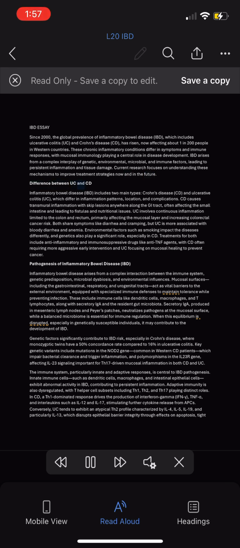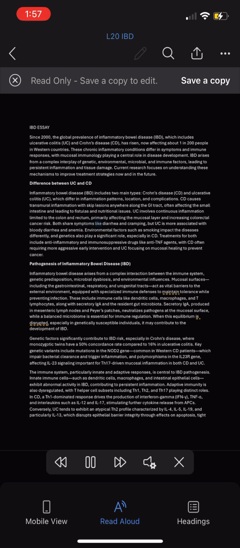Difference between UC and CD. Inflammatory bowel disease, IBD, includes two main types, Crohn's disease, CD, and ulcerative colitis, UC, which differ in inflammation patterns, location, and complications. CD causes transmural inflammation with skip lesions anywhere along the GI tract, often affecting the small intestine and leading to fistulas and nutritional issues. UC involves continuous inflammation limited to the colon and rectum, primarily affecting the mucosal layer and increasing colorectal cancer risk.